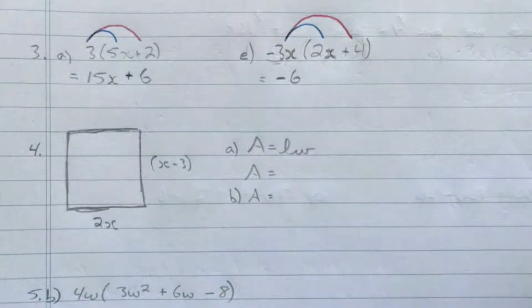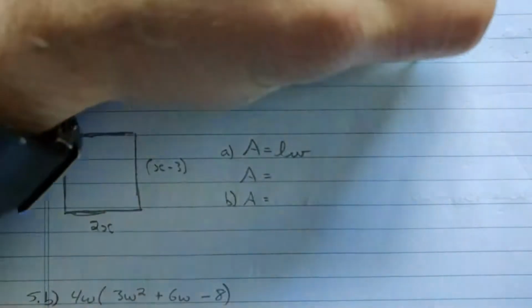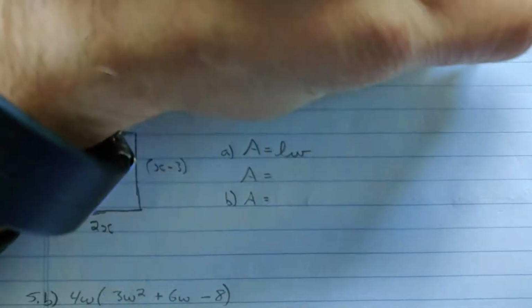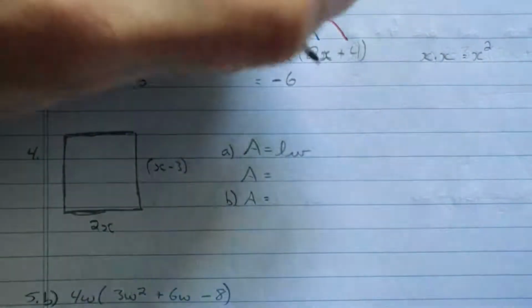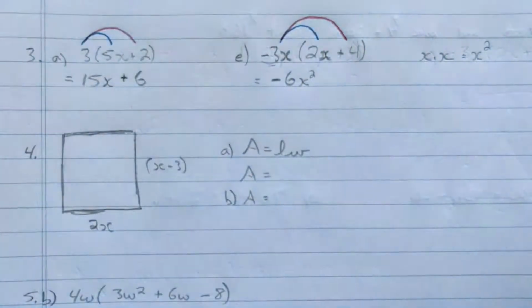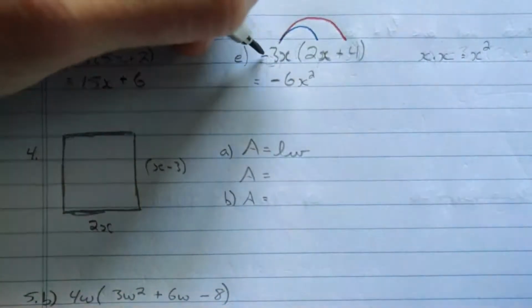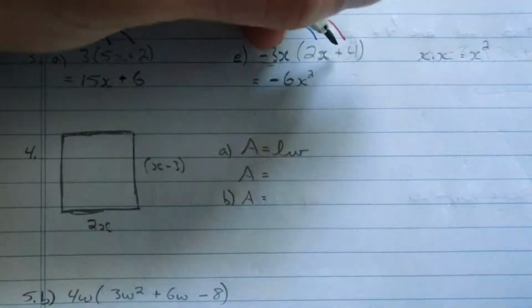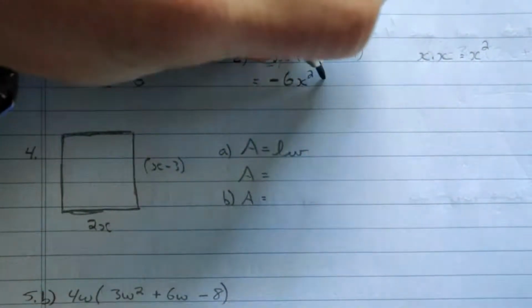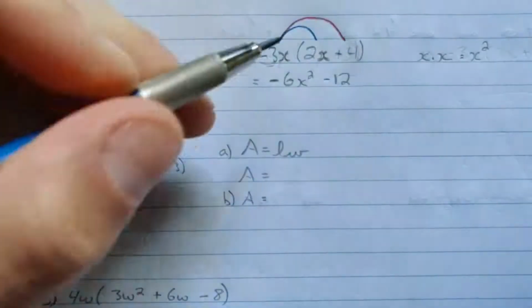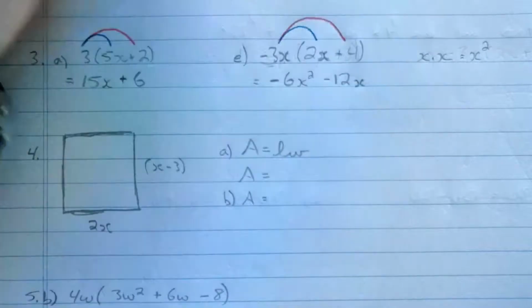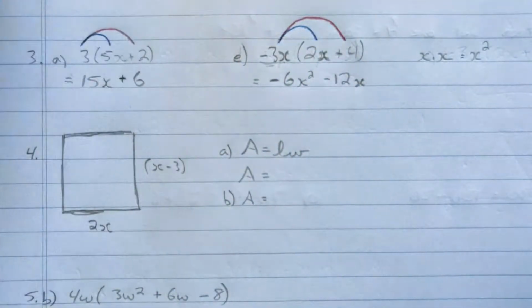And now we worry about the letter part. We have x times x. And again, recall, when you have x times x, we can simplify that and write x squared. So that's what x times x becomes. It's x squared. And then finally, we have negative 3x times 4. And so we have negative 3 times positive 4. That's going to give us negative 12. And then there's still an x there that has to be multiplied in. So it's just negative 12 times x. That's our solution to that.